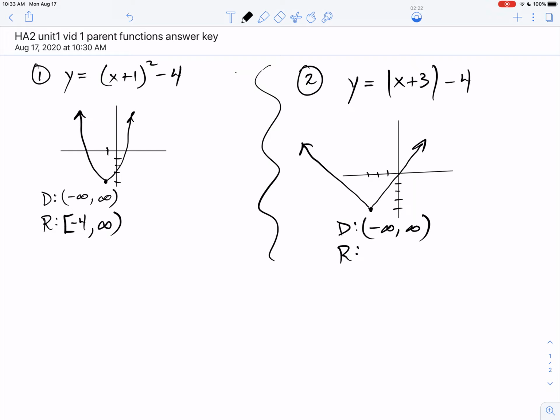The domain. It goes to the left forever. It goes to the right forever. So that's what that's all about. The range, just like on my last one, there is a lowest value at -4. That's the lowest value it achieves. Then it goes upward. So even though they are two different functions, they have the same domain and range. Amazing. So anyway, let's go.